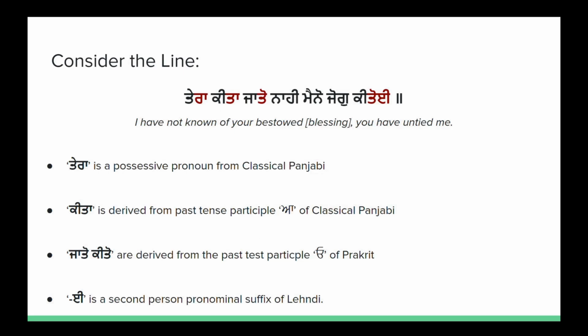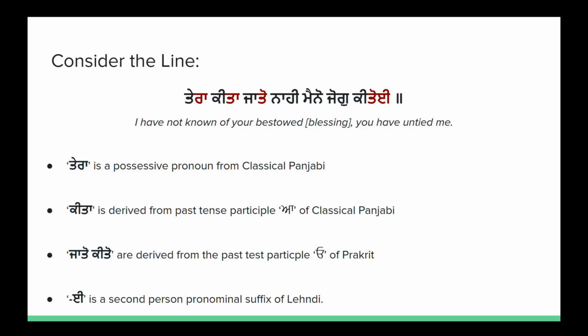Now, we're going to start going into a little bit on the importance of language in grammar. So when we look at Tera kita jato nahi, maino jog ki toi, we don't realize it, but there are like 3 different languages at play here, which is quite fascinating, right? So for example, tera is the possessive pronoun from classical Punjabi, right? If it was Prakrit or Braj Bhasha more influence, then it would be tero. You see that a lot.